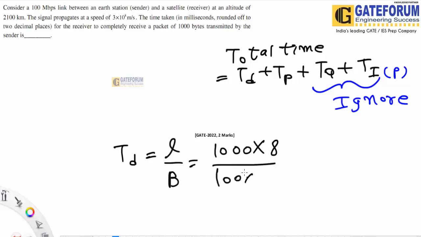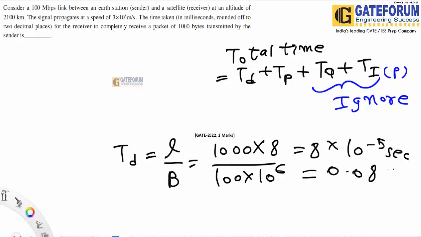100 into 10 to the power 6. So here it would be basically 8 into 10 to the power minus 5 seconds. They ask for the total amount of time in milliseconds. So if you want to calculate in milliseconds, it would be 8 into 10 to the power minus 3 seconds, which is 0.08 milliseconds.